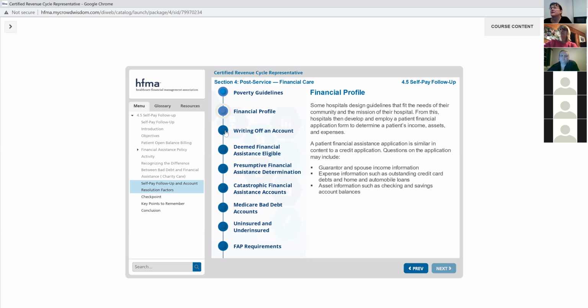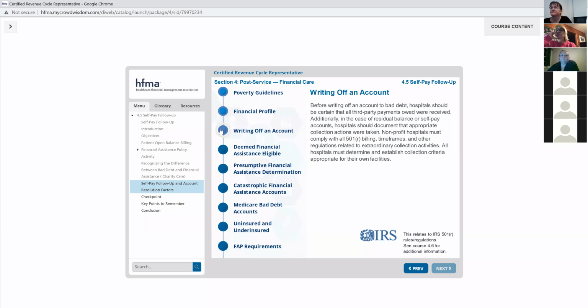Before you write off your account, you need to make sure that you've exhausted all efforts to collect payment, either from the third party or from the patient. And make sure that you document the appropriate actions that you took to collect. To be deemed financial assistance eligible, some of the documentation that the patient would be required to provide is the prior tax return, pay stubs, and bank statements.